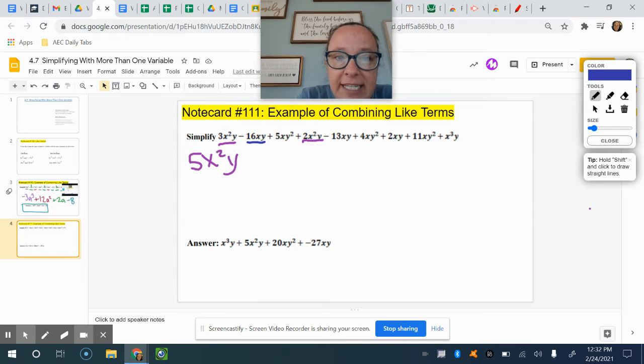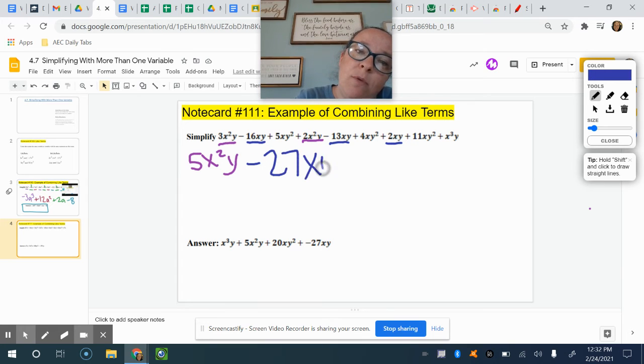So I have a negative 16xy. Well, negative 13xy is a like term. 2xy is a like term, and that's it. So then you just combine the coefficients. Negative 16 minus 13 is negative 28, plus 2 is, wait. I'm sorry. Negative 16 plus negative 13 is negative 29. And then plus 2 would be negative 27. And then, of course, the last name or the term is xy.